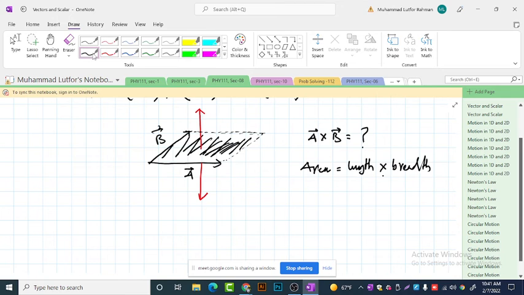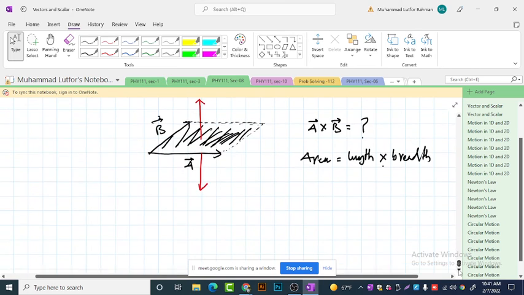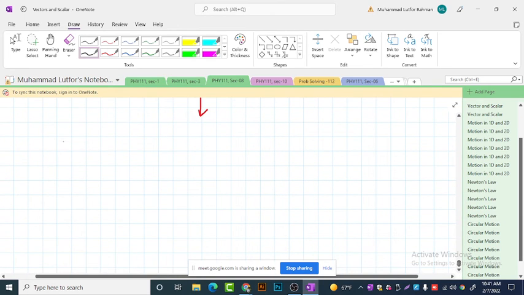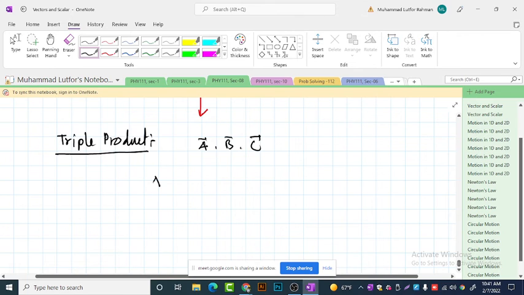Fine. Now, why am I saying this? There is a reason. There is a term we use called the triple product of vectors. What is that? Say I have three vectors A, B and C. Say first if I take A dot B cross C, what will it give me? Is it a vector or is it a scalar?